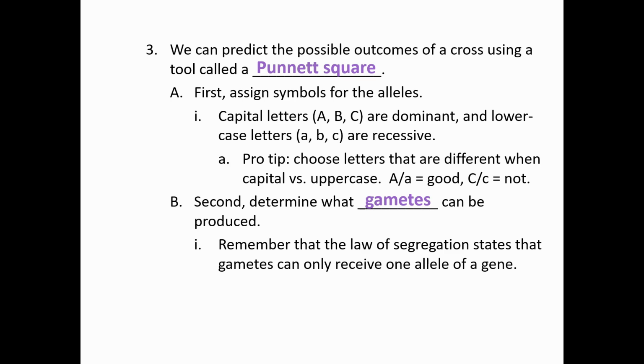Second, when we're doing our Punnett square, we have to determine what kind of gametes the parents can produce. Remember, the law of segregation from the previous video says that a gamete can only get one allele each. If you don't remember the law of segregation, go back to the video before this looking at Mendel, and that can help you review that.